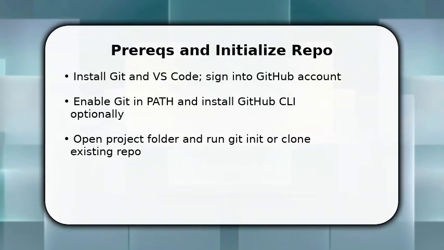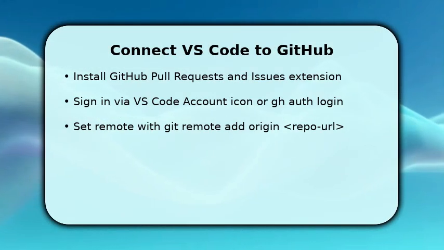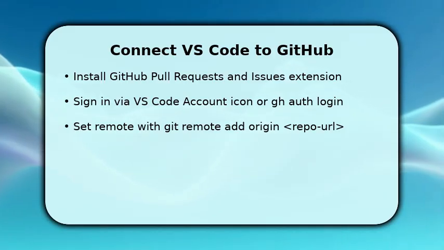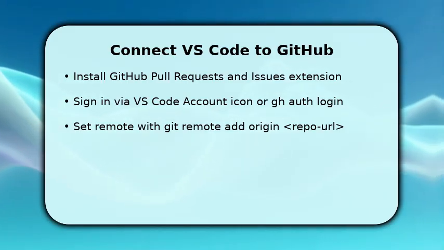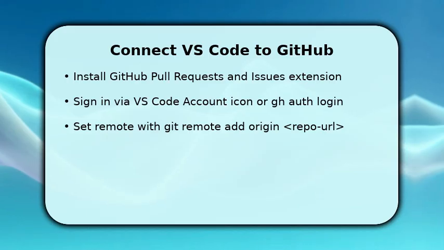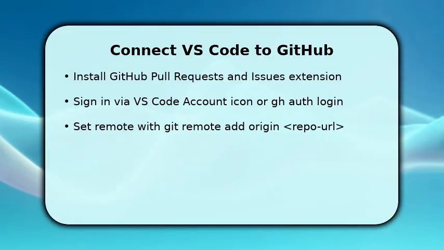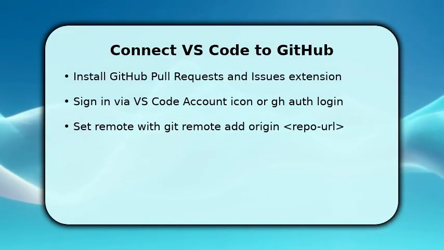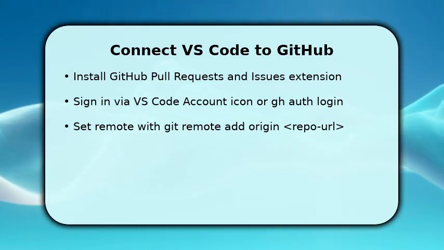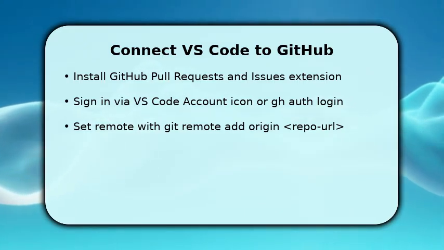Next, connect VS Code to GitHub by installing the GitHub extension and signing in through the account menu. Alternatively, authenticate with gh auth login for token-based access. Once authenticated, add the remote origin using git remote add origin followed by your repository URL, or use the VS Code source control menu to publish branch. Make sure your branch name matches conventions like main.